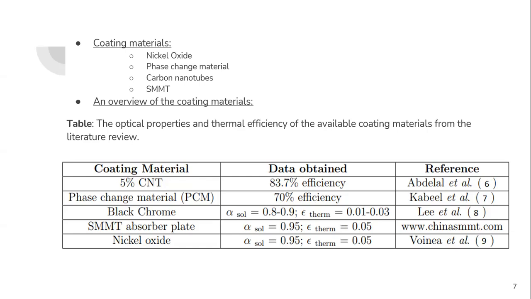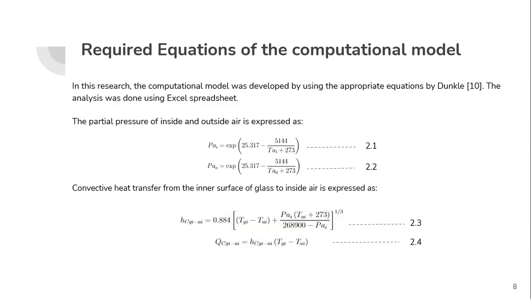And then we went with the nickel oxide particle. It's available, and also it shows some good data. It has high absorptivity and also emissivity according to Voena. That's why we went with the nickel oxide.